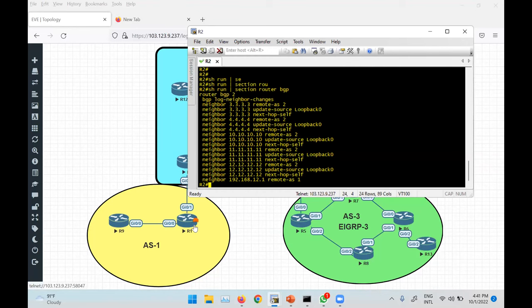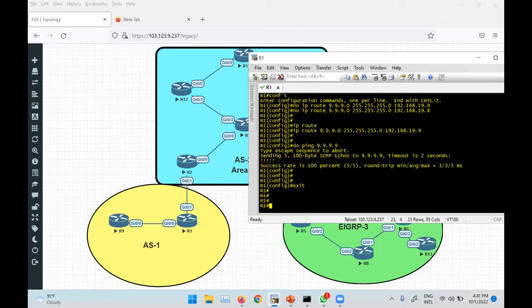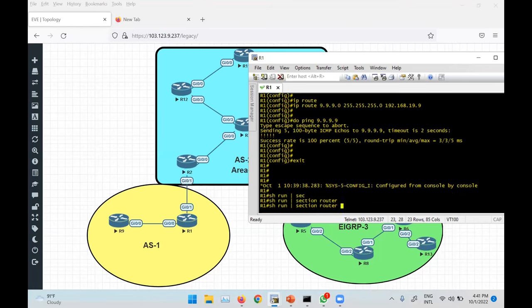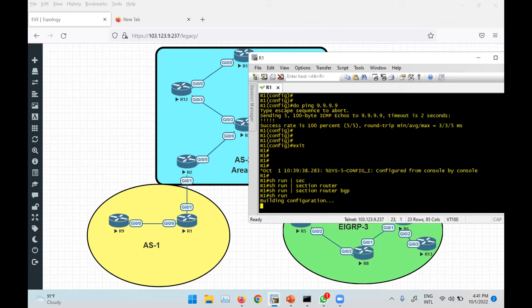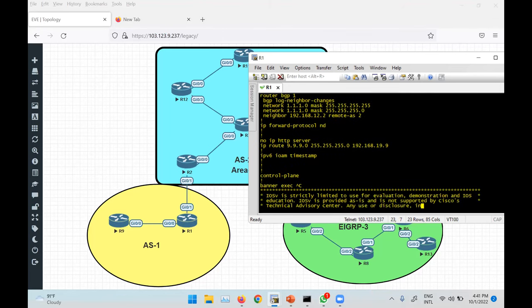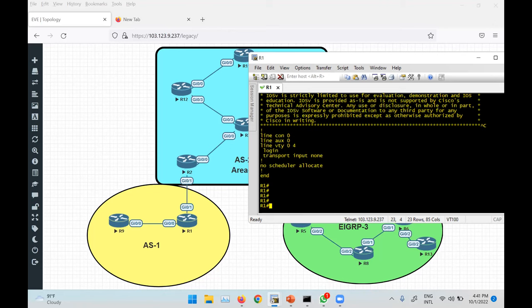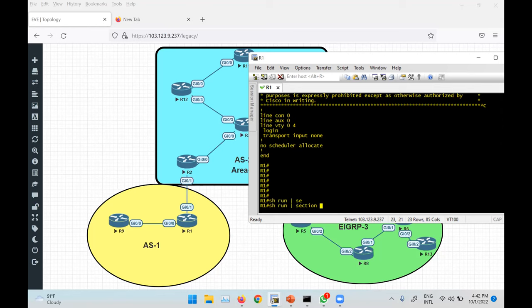Then we have to go to R1. On R1, what you have to check is whether you are advertising the loopback interface on R1 or not. So show run section router bgp. We can always use the show run command, right? Yes. It checks all the configuration, but there is a lot of configuration, so you have to eliminate other things and include only what you require. For omitting other things, we use the section command, show run section, and what we are going to filter is the BGP configuration.